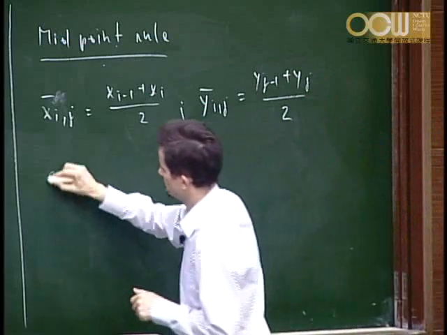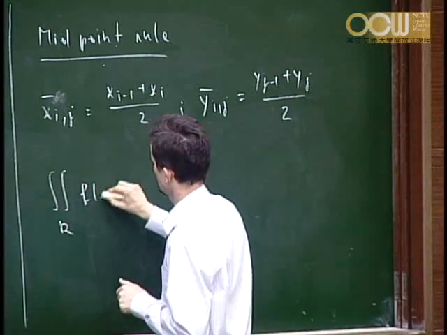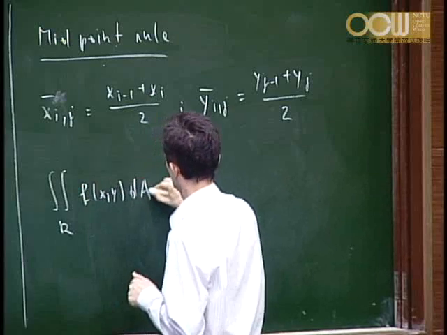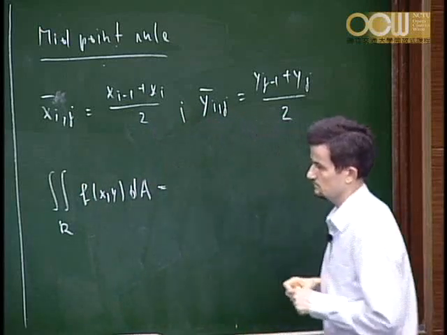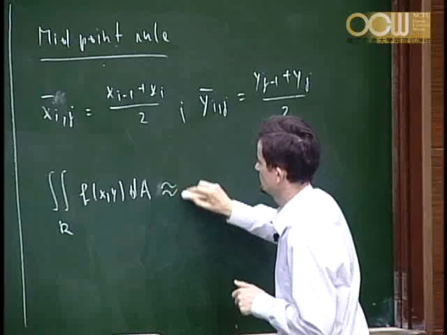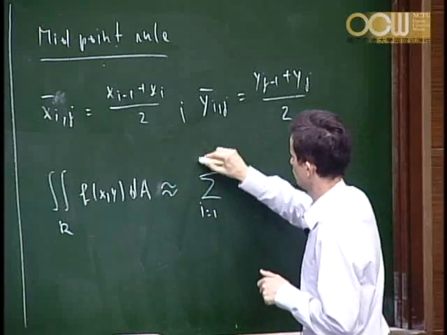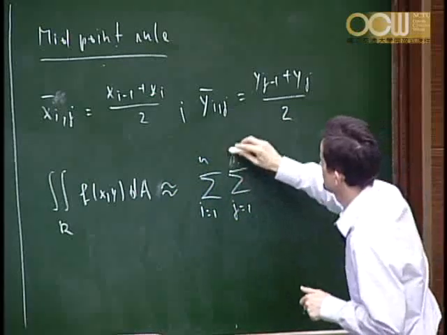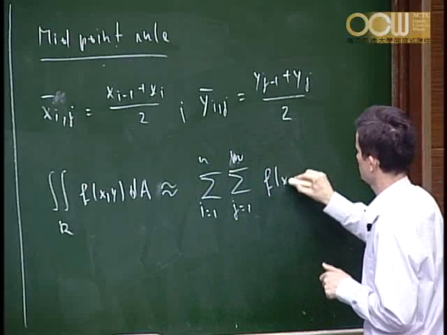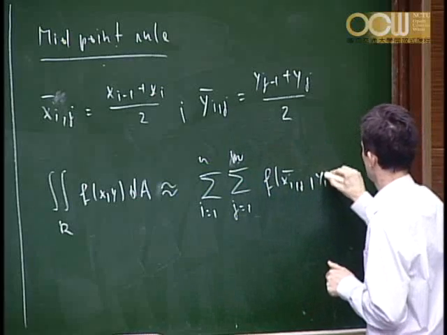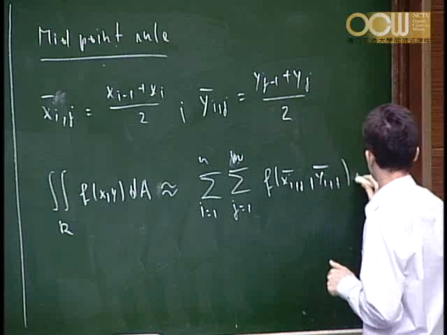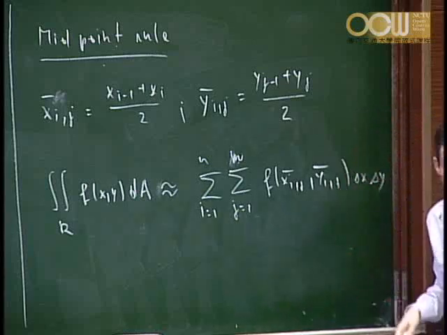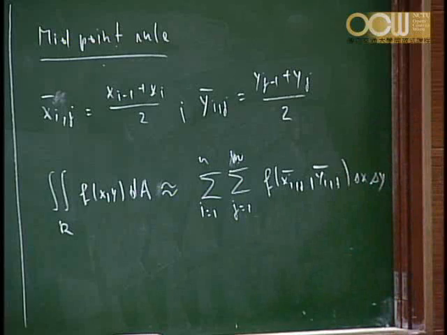Then you get an approximation of the double integral, which is roughly the sum i from 1 to n, sum j from 1 to m, sorry, and then you have f of x_ij bar, y_ij bar, and then delta x, delta y. So this is the so-called midpoint rule. It's similar to what we have seen last semester. So this is one way of approximating a double integral.